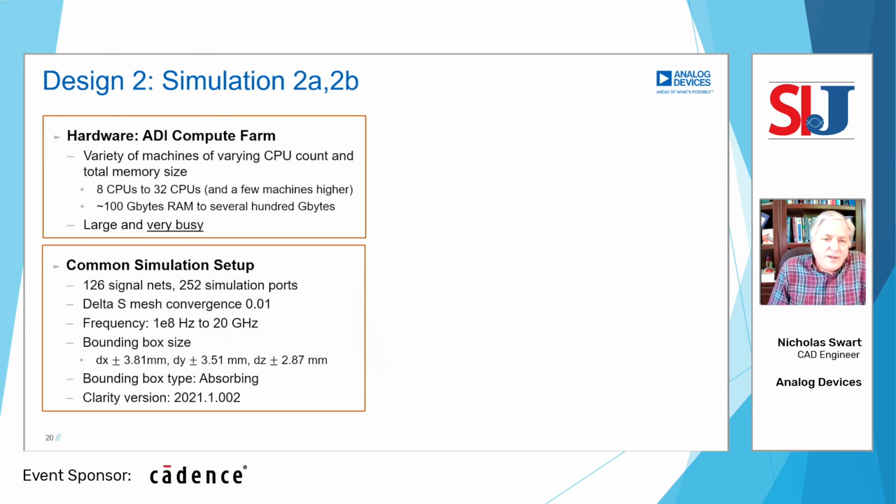So 2 more simulations now, and this time on ADI's Compute Farm, which has a large number of machines that vary in CPU count, vary in memory size, vary in usage. As I said, the farm is often very busy. So it's a diverse collection of machines on the Compute Farm. And the same simulation setup as before: 126 signal nets, 252 simulation ports, and so on. I won't go through all the numbers, but we replicated this exact simulation on the farm.